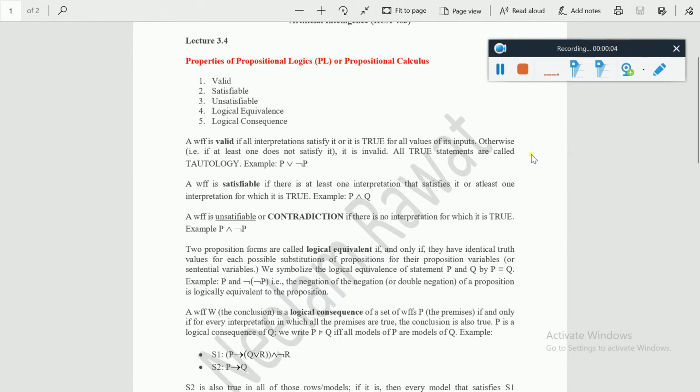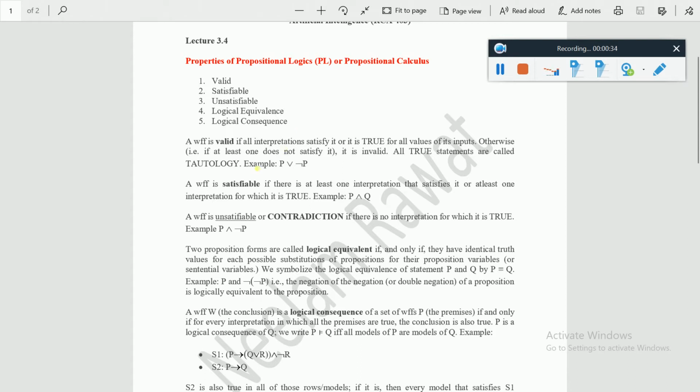Hello students. So today I'll cover the properties of propositional logic, which is also called propositional calculus. There are five properties held by any propositional logic. The first is valid, second is satisfiable, third is unsatisfiable, fourth is logical equivalence, and the fifth is logical consequence.